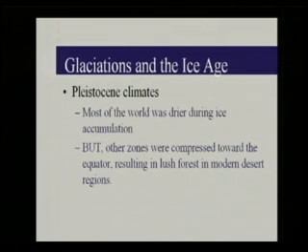During the Pleistocene, most of the world was drier during the accumulation of the ice, but there were other zones that were much more humid and tropical than they are today because the zones were compressed toward the equator. So therefore, where we see deserts today were lush and tropical during the Ice Age. Well, not necessarily tropical, let's say temperate.